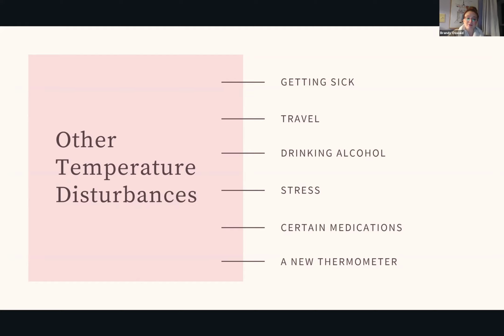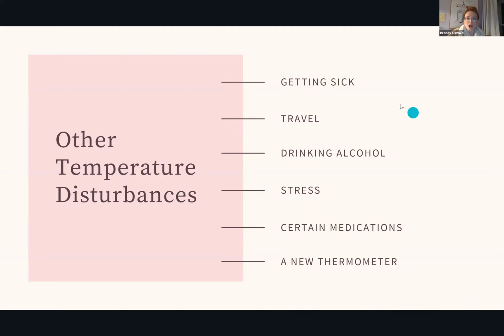Another thing is stress. I see this far less commonly, but for people who are hypersensitive, stress can play into temperature disturbances. And then certain medications, depending on how you respond, could mess things up. So if you're starting something new, just keep an eye on it. And then the biggest one is a new thermometer. Every thermometer is a little bit different. So when you switch to a new one, you want to make a note of that on your cycle and be mindful that you're switching into this new rhythm of tracking with a new thermometer.